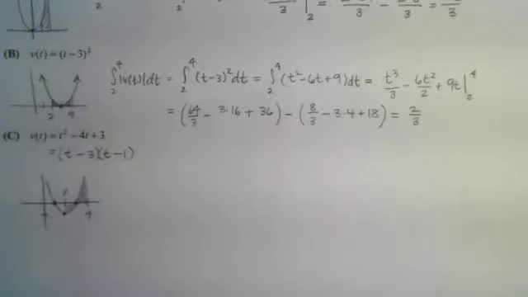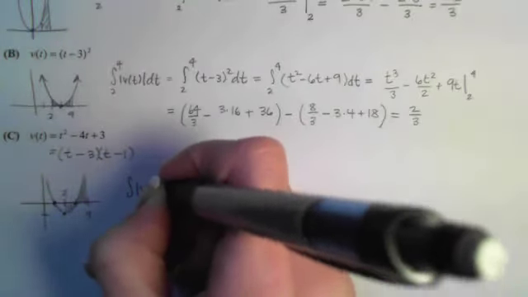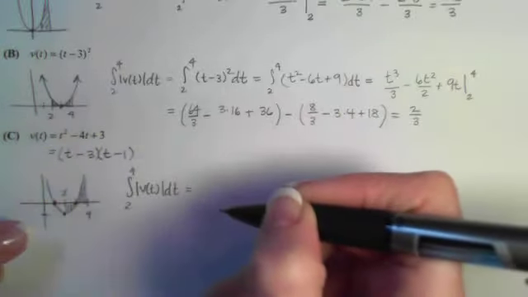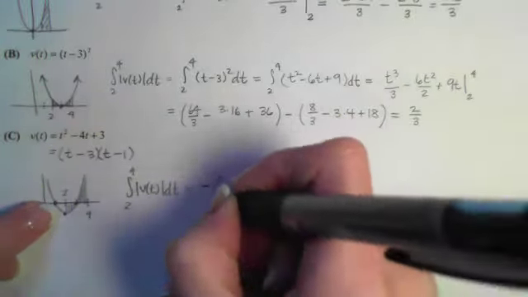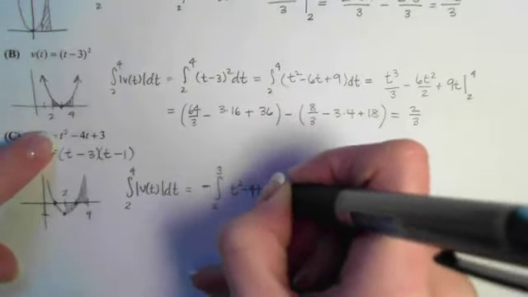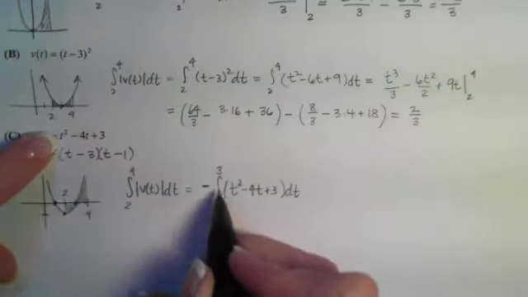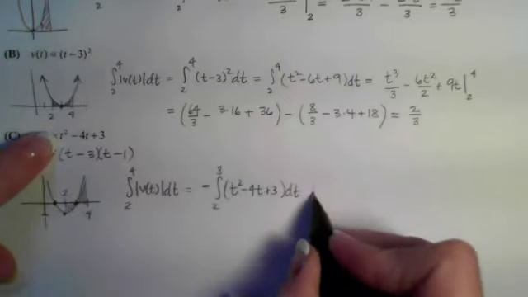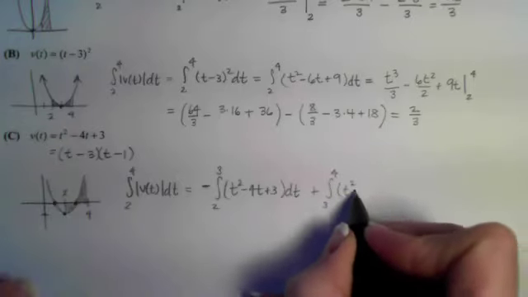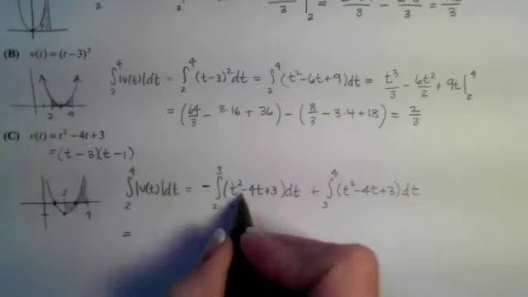So again, since I don't have a calculator, I'm going to have to split this accumulation of the absolute value into 2 separate integrals. I will have to do the opposite of the integral from 2 to 3 on this function, because that normal accumulation will be negative and we need it to be positive, so we'll take its opposite, and then we need to add the positive accumulation from 3 to 4 of the same function. So the antiderivative for both of these will be the same.